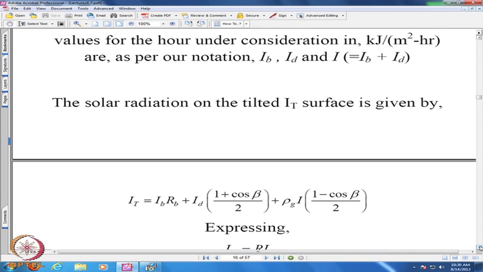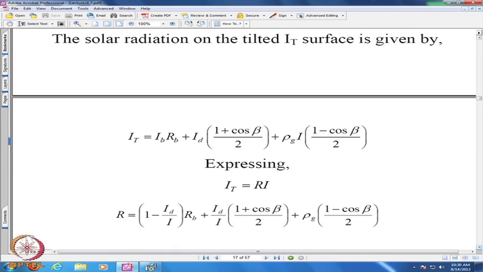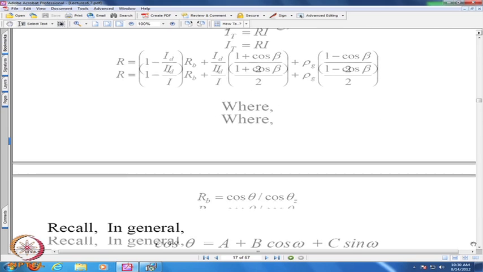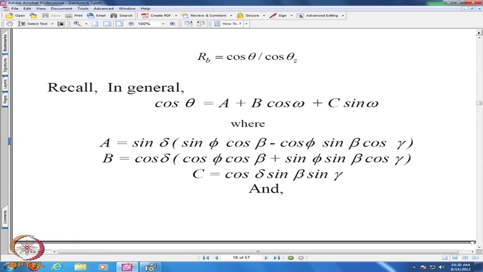Now the expression to calculate the solar radiation received by a tilted surface comprises the direct radiation plus the sky diffuse radiation plus the ground reflected radiation. Again, the overall factor R can be written in terms of the diffuse fractions, where of course R b is this much and this is a repetition.